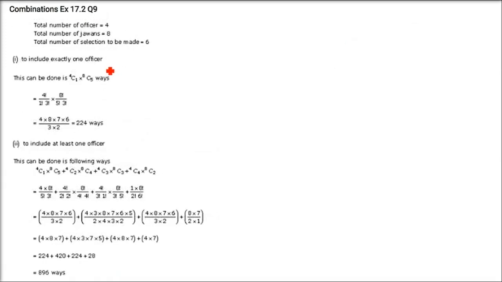From 4 officers and 8 jawans, in how many ways can 6 be chosen to include exactly 1 officer and to include at least 1 officer? So 4 officers are there, 8 jawans, and in total we have to select 6. To include exactly 1 officer, just select 1 from the officers, 4C1.